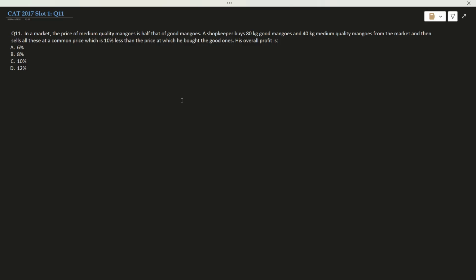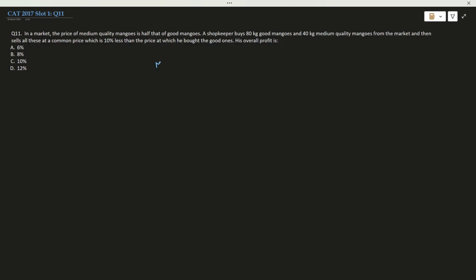So question number 11 says that in the market the price of medium quality mangoes is half that of good quality mangoes. A shopkeeper buys 80 kg good mangoes and 40 kg medium quality mangoes from the market and then sells all these at a common price which is 10% less than the price at which he bought the good ones. His overall profit is, so we have to find out the overall profit percentage of the shopkeeper.